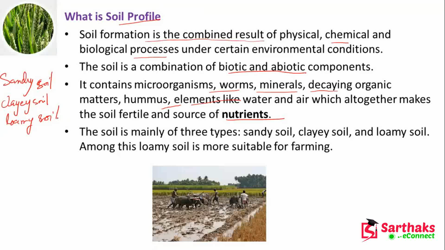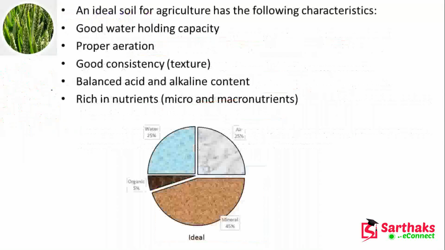So here I have shown you the traditional method. Here you can see that the bullocks are being used for the traditional method. They are preparing the field, plowing the field. Okay. So what I was just saying, there are different types of soil: sandy soil, clayey soil, loamy soil, and loamy soil is more preferable. So according to the soil profile, we have to choose the crop, then we have to go for the cultivation.